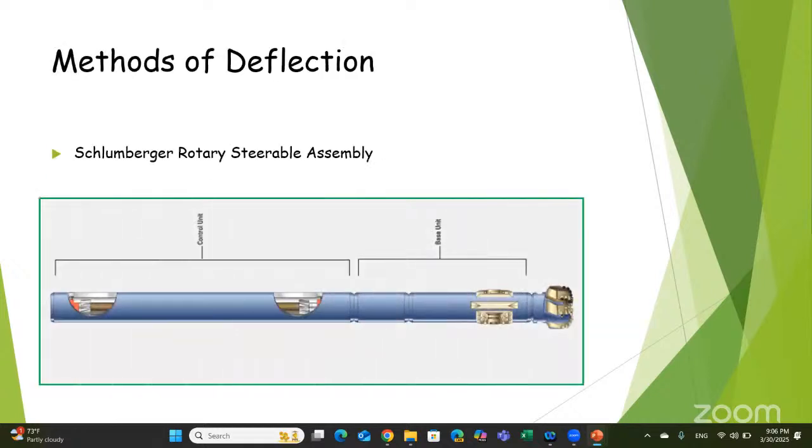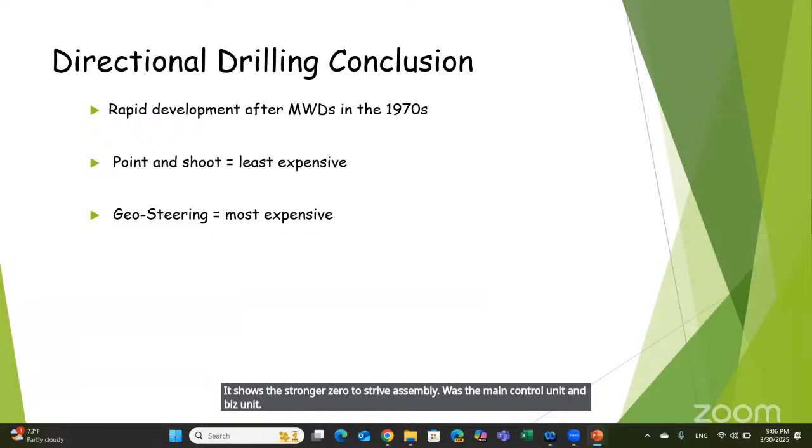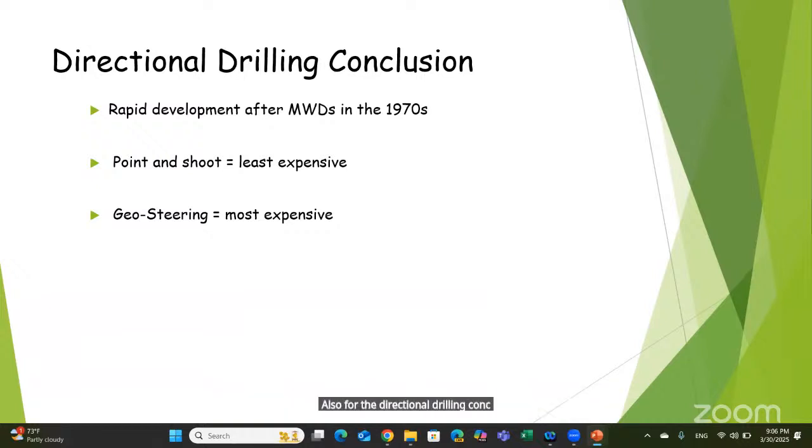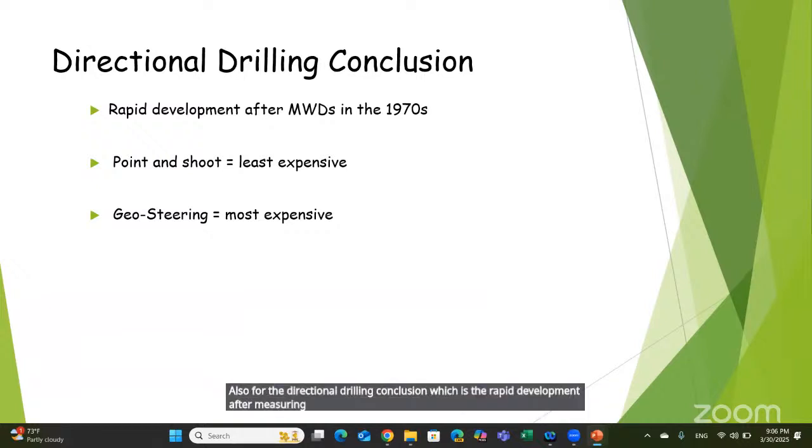This shows the Schlumberger rotary steerable assembly, the base control unit and base unit. Also for the directional drilling conclusion, there was rapid development after measurement while drilling in 1970. Point and shoot is the least expensive, and geosteering, which is the most important point in today's session, is the most expensive. It is also a type of logging while drilling.